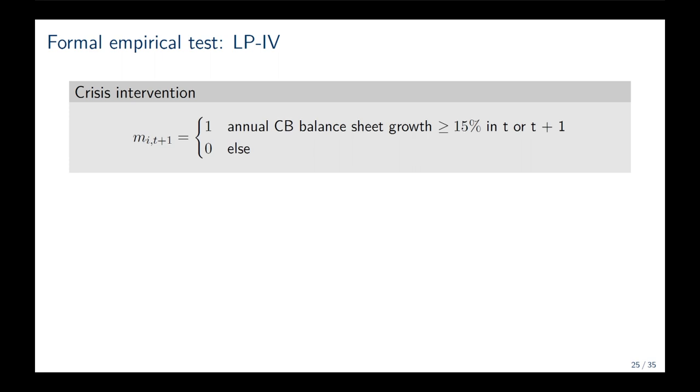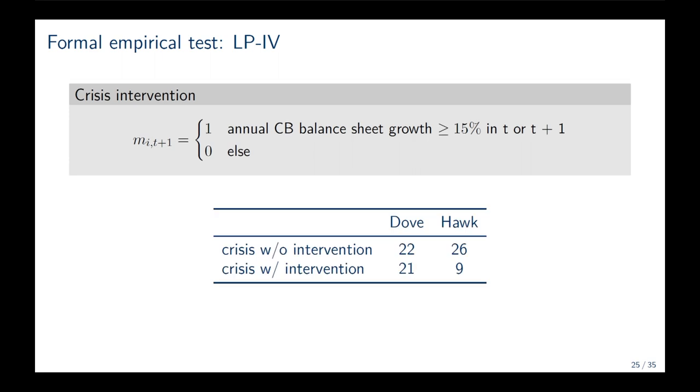So for the first stage, we're going to estimate the probability of seeing a balance sheet expansion in the crisis, defined as an annual balance sheet growth of 15% in the year of the crisis or in the year between the crisis and T plus one. And if we classify this by doves and hawks, for the doves we have about 22 crises without intervention and 21 crises with intervention. For the hawks, you see there's a big difference in the mean. There are 26 crises without intervention, and in 9 of those crises the hawks also intervene. So we have some nice variation here that we can play with.